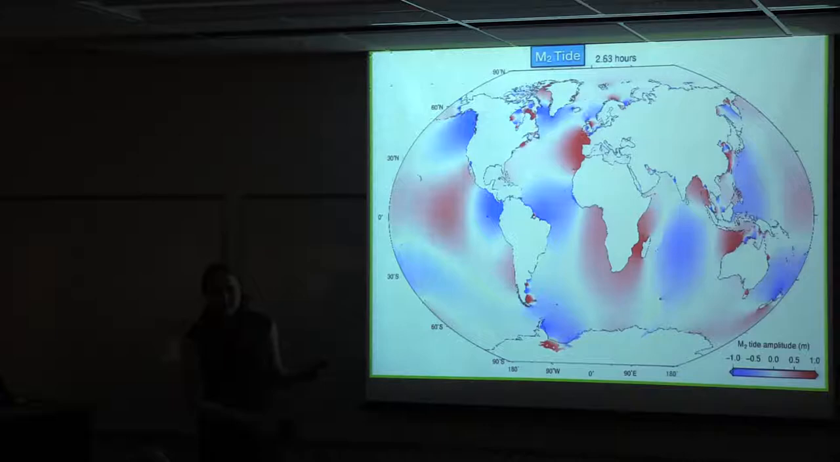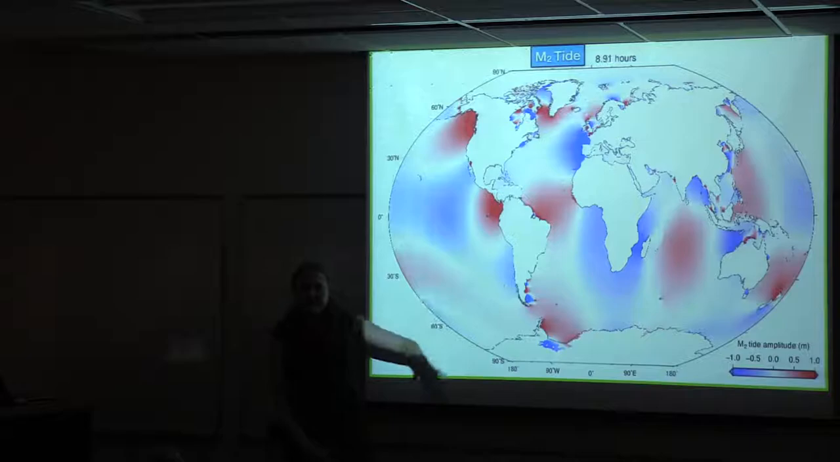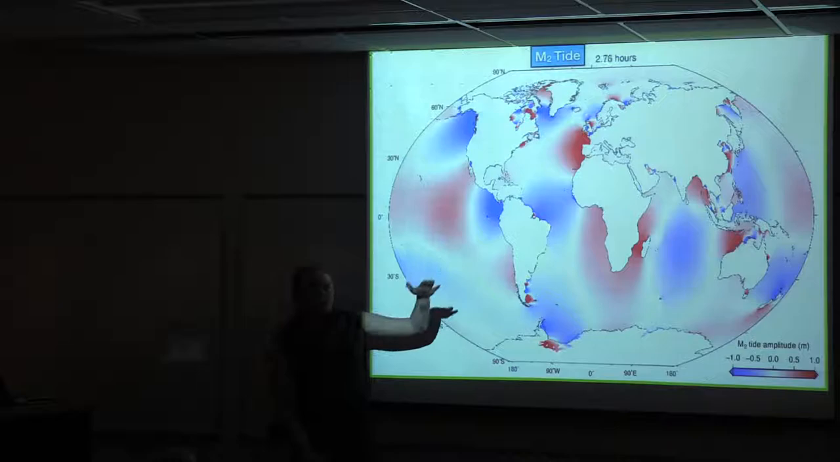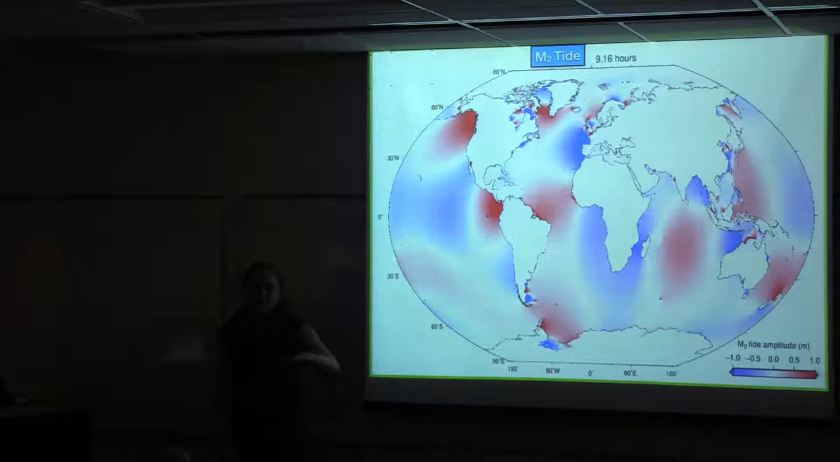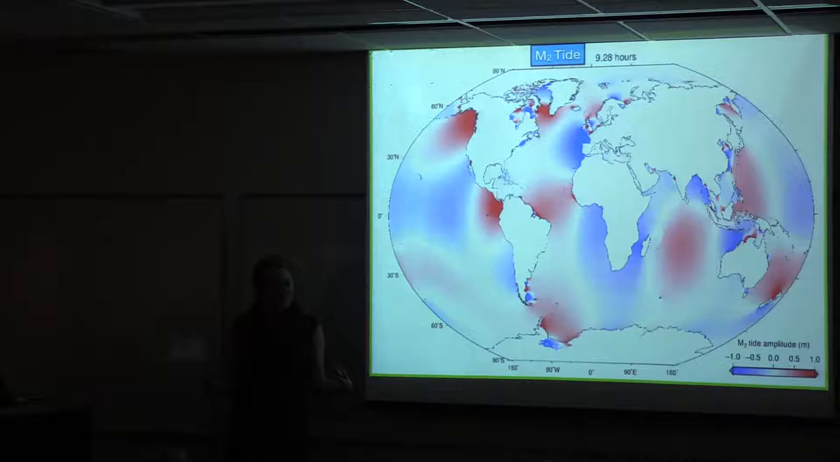Where you see red, that's a time of high tide, so the sea surface height is elevated. And where it's blue, that's a time of low tide, so the sea surface height is lower than average. You might say to yourself, wait a minute, this doesn't look like the tidal bulges that we saw earlier.